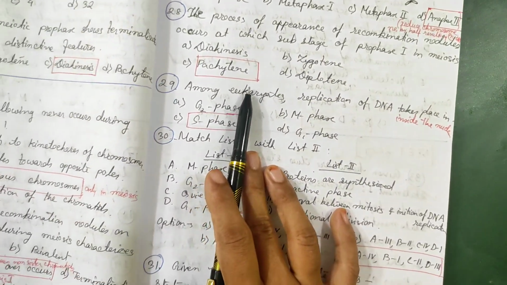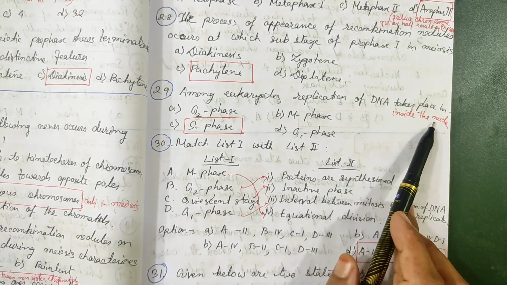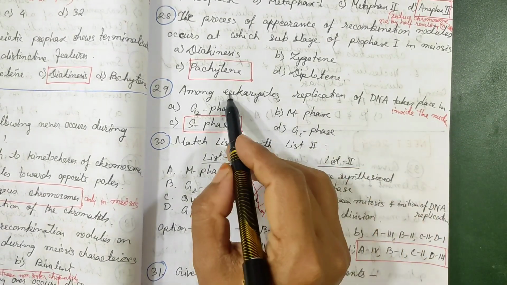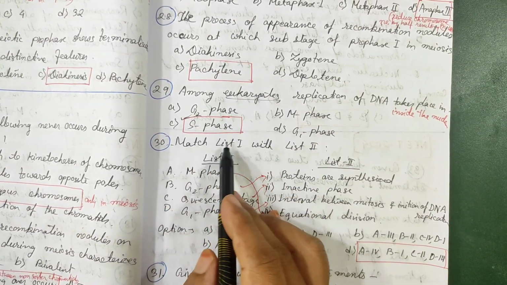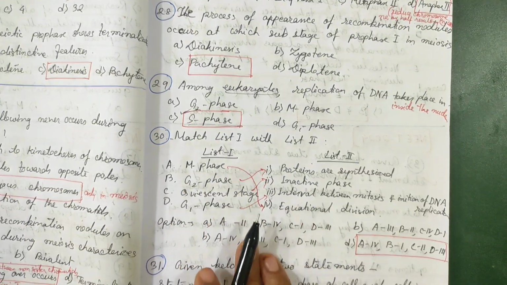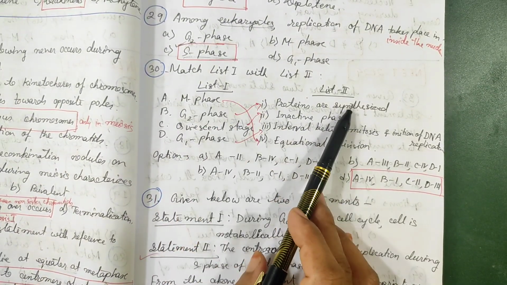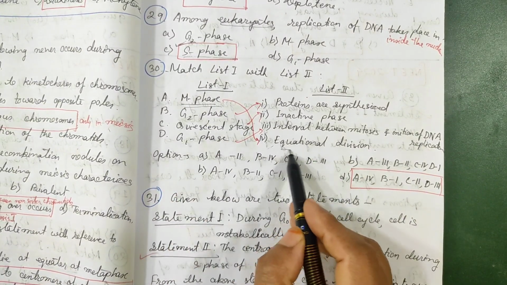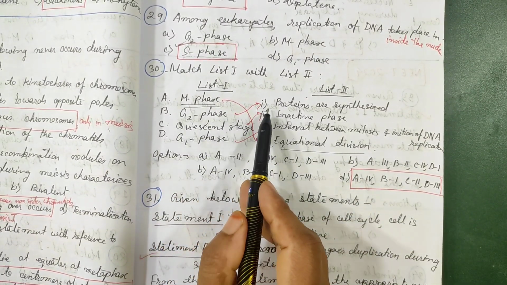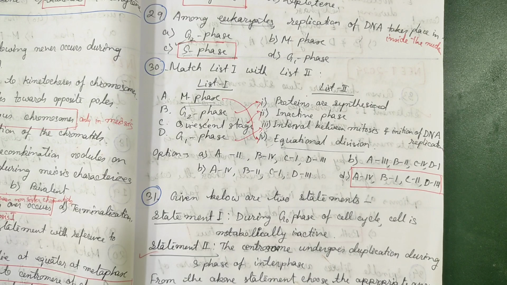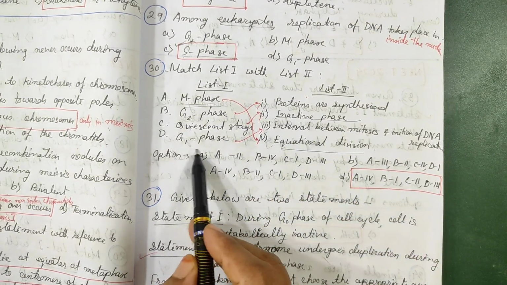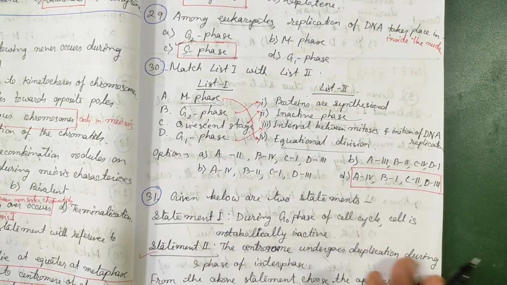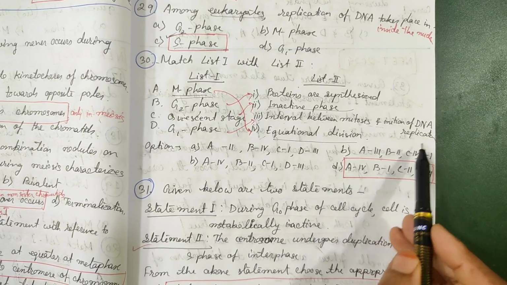Next, among eukaryotes, replication of DNA takes place in S phase, or synthesis phase. Next, match list 1 with 2. M phase is the equational division. Next, G2 phase is where proteins are synthesized. Next, the quiescent stage is an inactive phase. Next, G1 phase is the interval between mitosis and initiation of DNA replication.